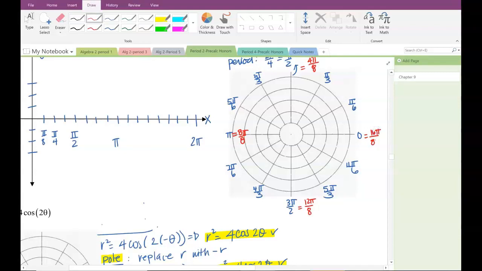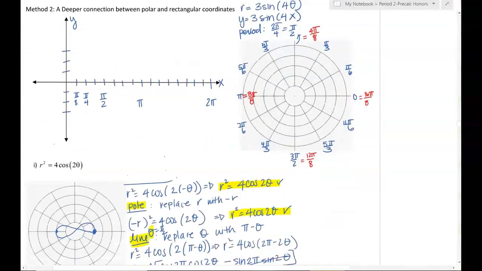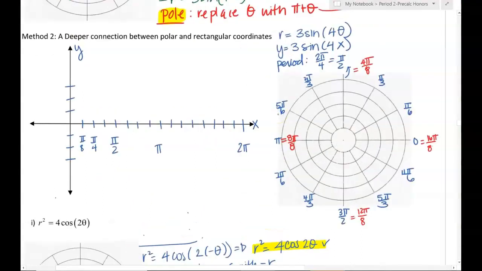So that way we can see it a little bit better when we transfer it over to the polar grid. Okay, so let's start. The amplitude is 3, so that means my max is going to be 3 and my lowest is going to be -3. And sine starts at 0. So we're going to go 3, 0, down 3, and back to 0. As you can see, this is just one full period. But the polar grid has a full circle, so that's all the way to 2 pi. So I'm just going to continue the pattern, just like this.